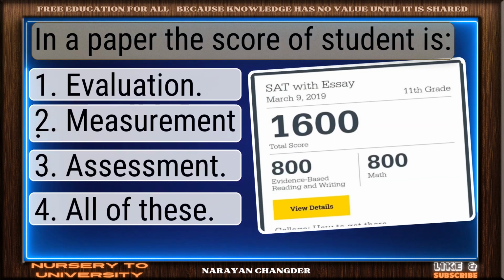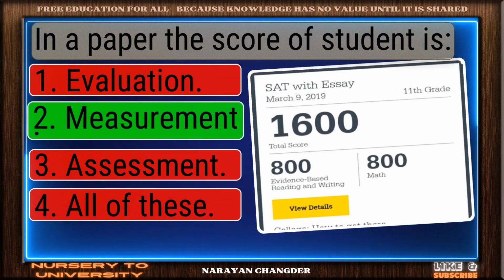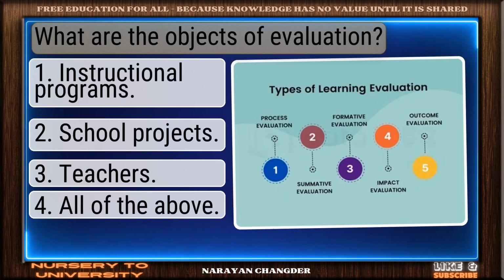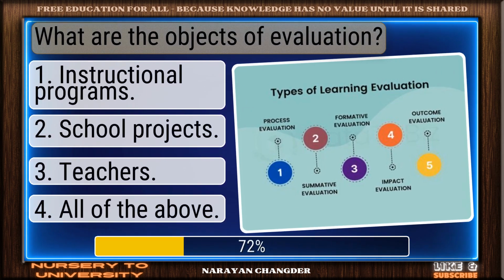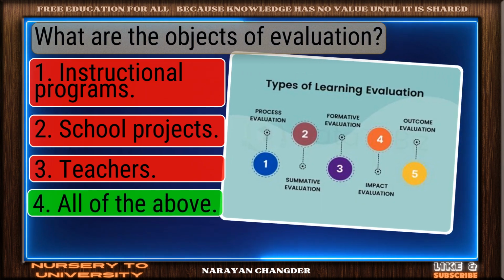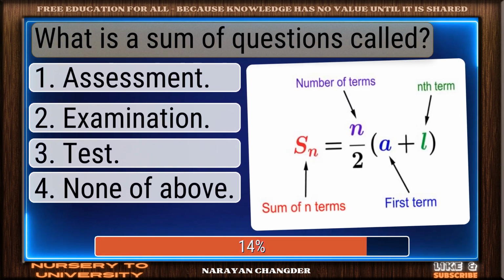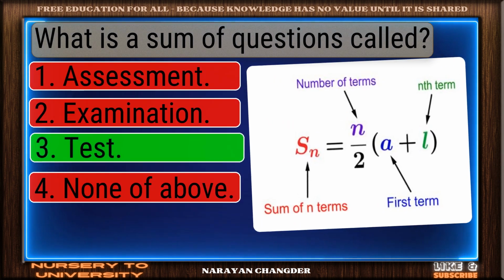In a paper, the score of a student is. Excellent. Measurement is a brilliant choice. What are the objects of evaluation? Good thinking. All of the above is the right answer. What is a sum of questions called? Well done. Test is the right choice.